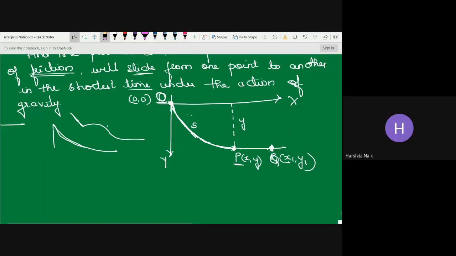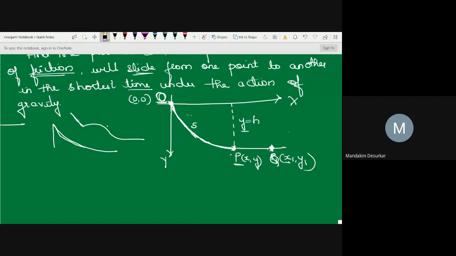M into G into H. What is H? H is 0. No, no. When you are saying potential energy, height is also there, no? What is the height? We are taking only from O to P. So height is there, no? What is my height? Why? Clear with this? Okay. So that is what explanation we are.